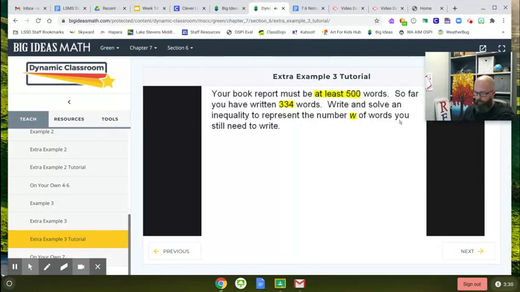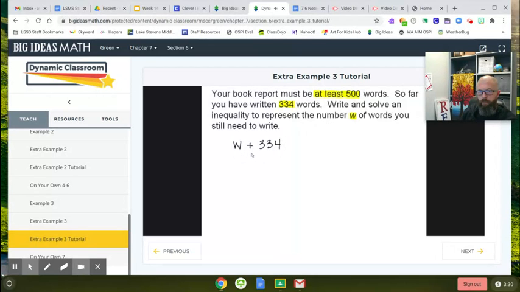So let's start with the variable W. Remember, W is the number of words you still need to write. And we also know that you have written 334 words. So if we add the number of words you still need to write to the number of words you have already written, that must be at least 500 words. So the left side of our inequality will be W plus 334, and the right side will be 500.